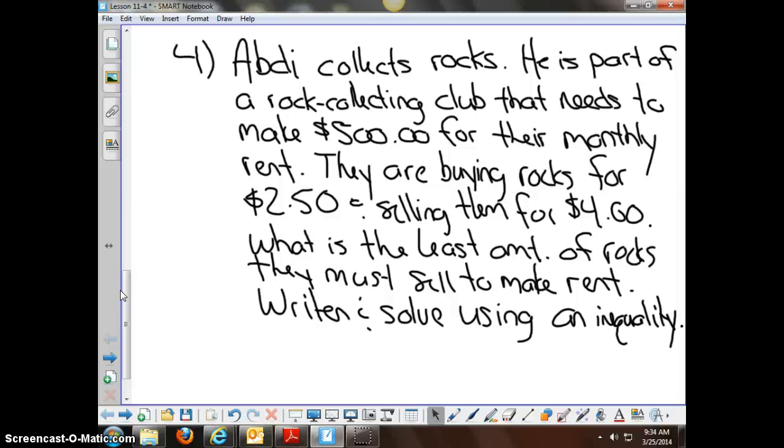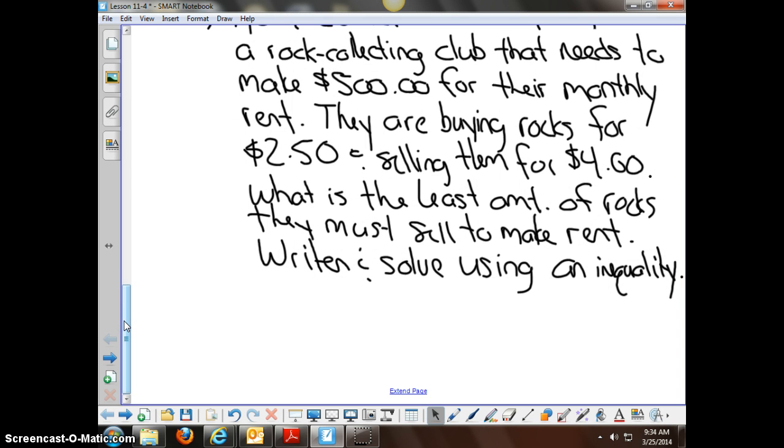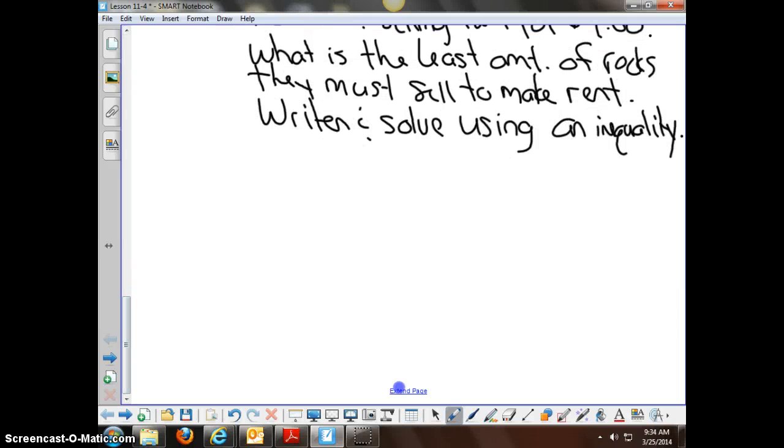$4x minus 250x? What's x going to represent? The amount of rocks you need to sell. Okay, so you're going to say x equals what we're solving, the amount of sold rocks.